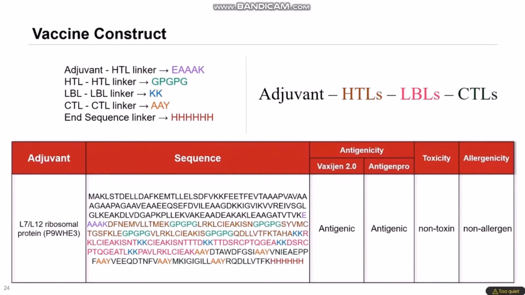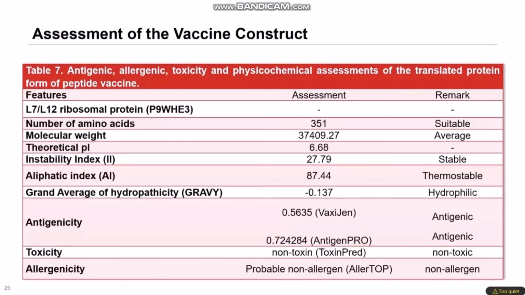For the assessment of the vaccine construct, the total number of amino acids was 351. The ProtParam database calculated the molecular weight of the construct as 37 kilodaltons, while a theoretical pI of 6.68 indicated the vaccine construct to be close to neutral in nature. The instability index was computed to be 27.79, implying that the construct would retain its stability after expression. The aliphatic index was calculated to be 87.424, indicating the construct to be thermostable. The grand average of hydropathicity was calculated to be negative 0.137, which indicated the hydrophilic nature of the vaccine.